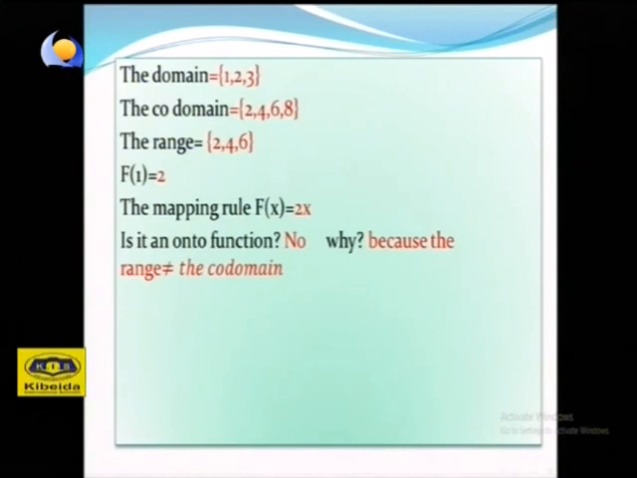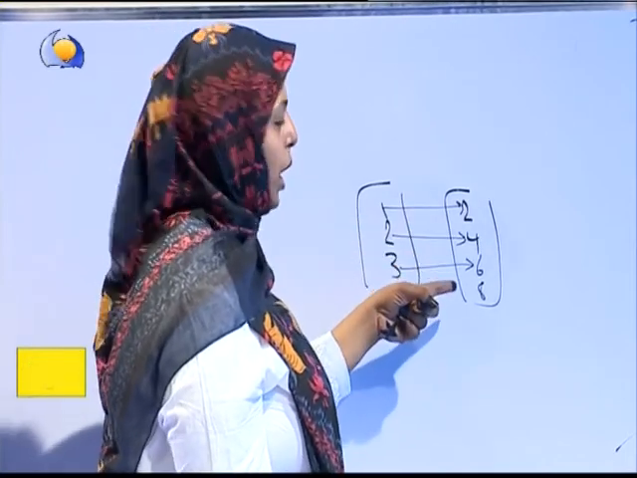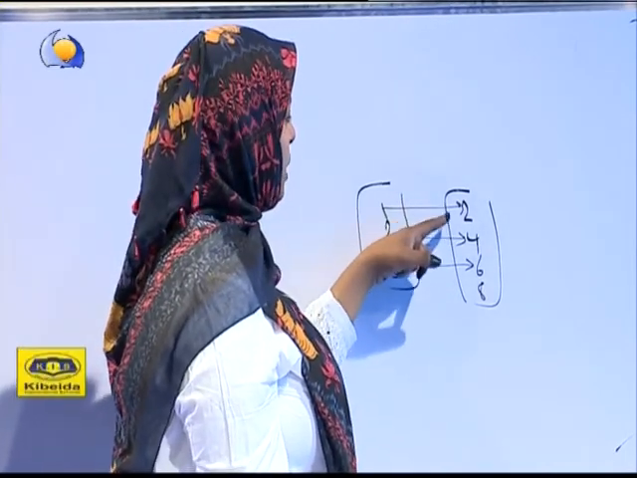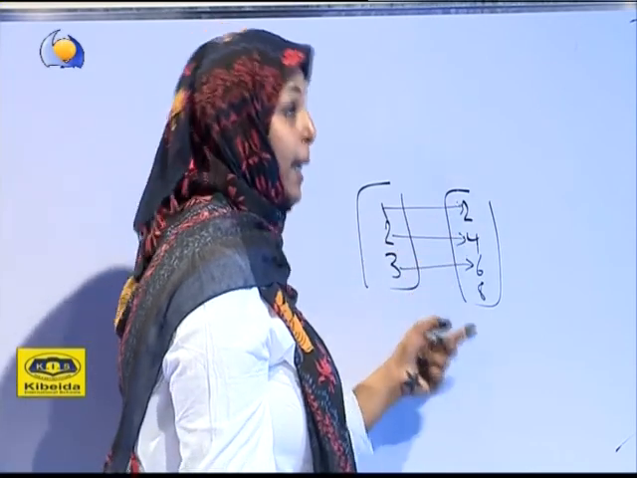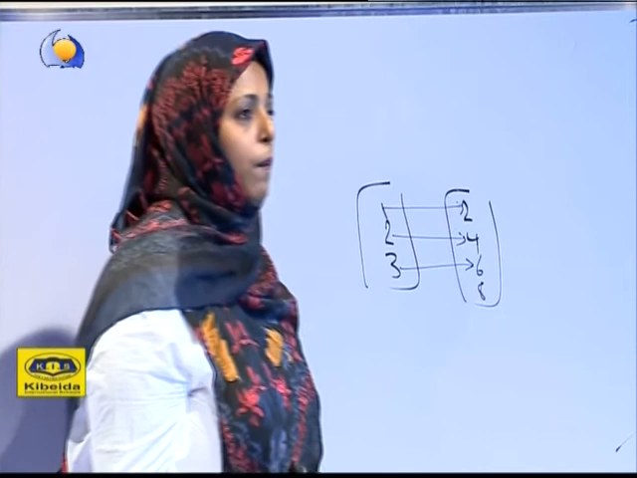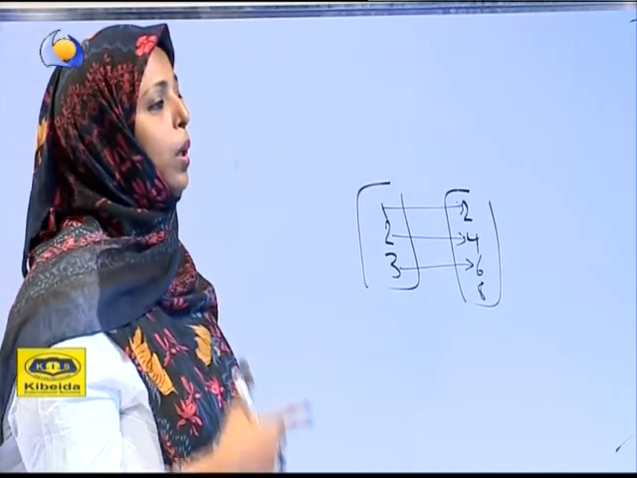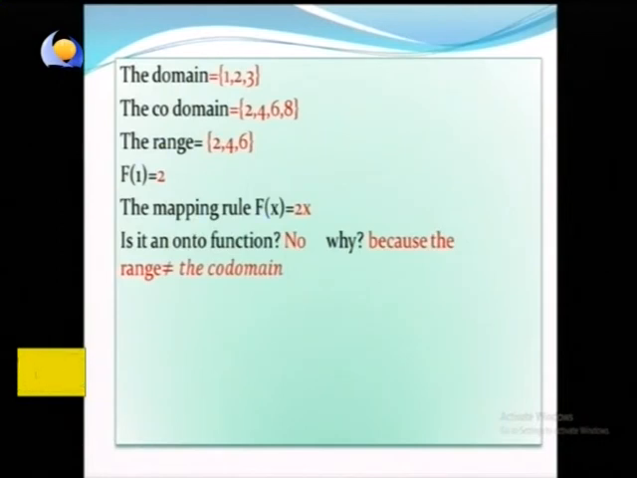Is it an onto function? To say that a function is an onto function, all the elements of the codomain should be connected. In other words, the range is equal to the codomain, and it's clear that here the range is not equal to the codomain. The range is 2, 4, 6, and the codomain is 2, 4, 6, and 8, so it's not an onto function because the range doesn't equal the codomain. This is very important. You have to say this exactly: the range doesn't equal the codomain.